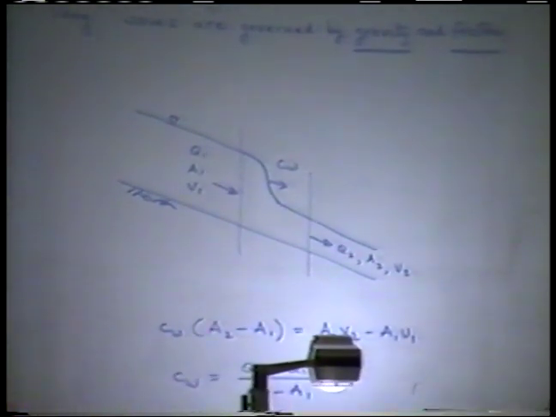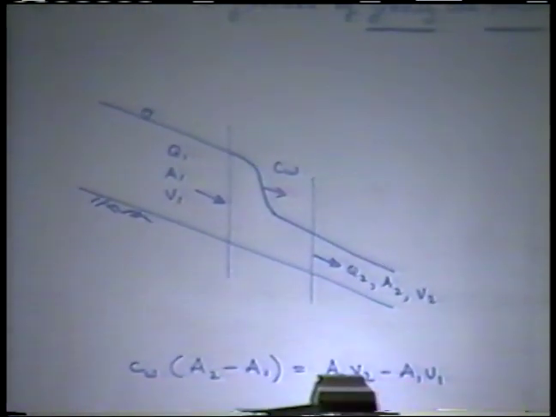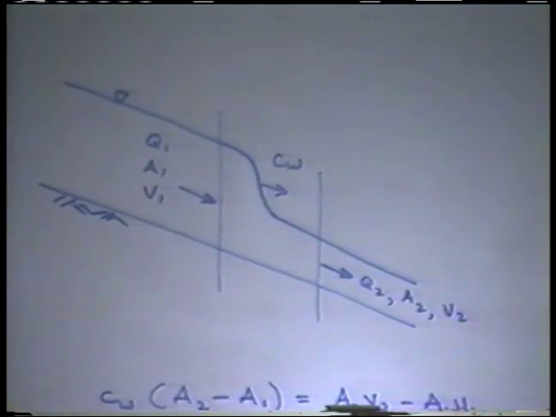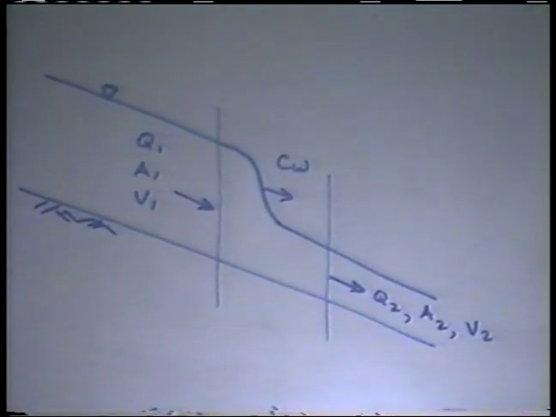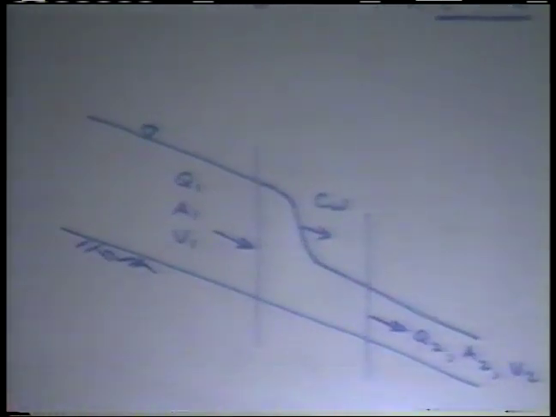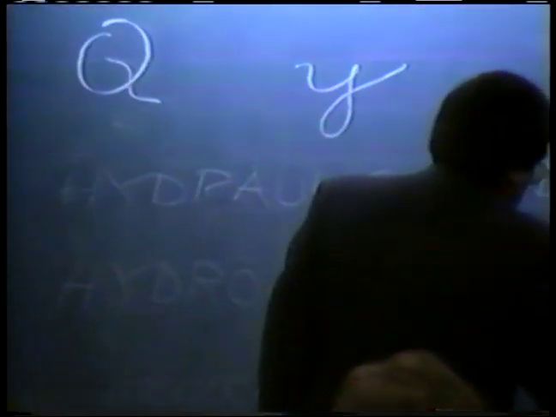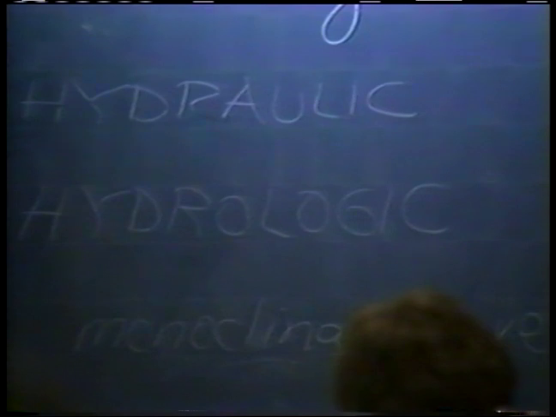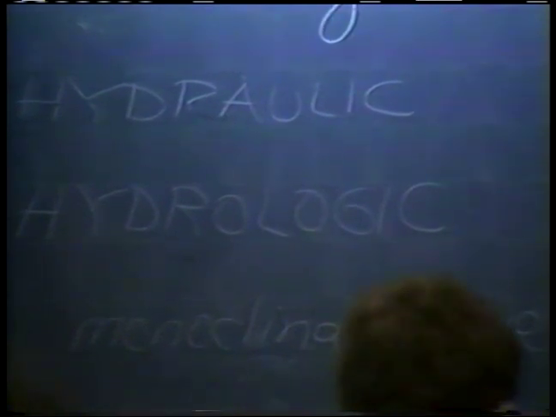Chow, when he wrote his book, Ven Te Chow, in 1959, Open Channel Hydraulics, which I'm sure all of you have reviewed and studied and worked with, a very good book. In the last 3 chapters, he talks about unsteady flow. And in there, he says, we're going to talk about the monoclinal wave velocity. And he presents this derivation that I'm presenting here to you.